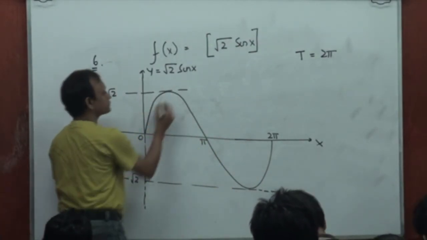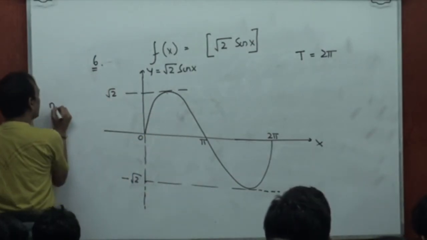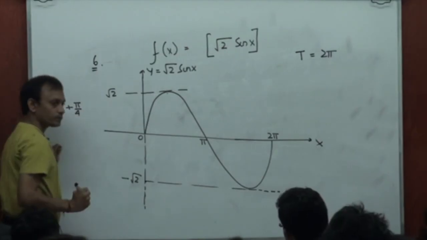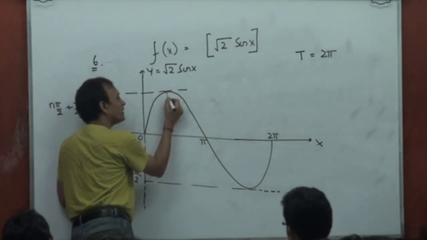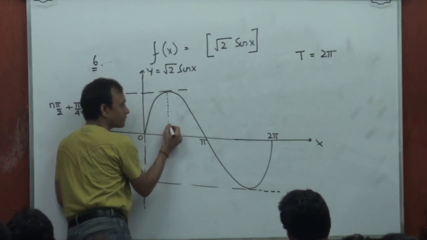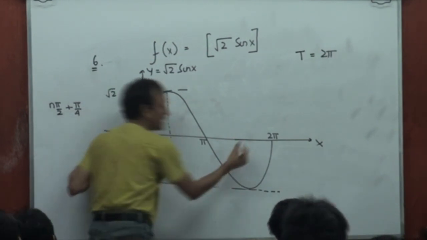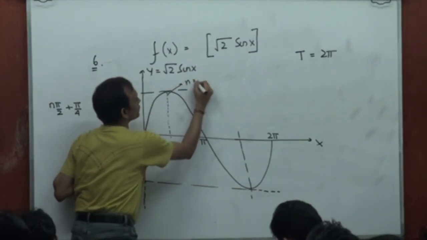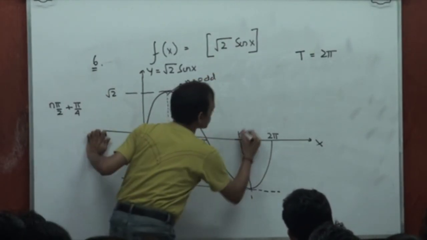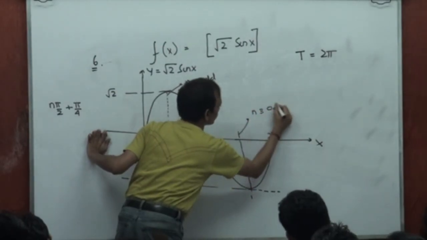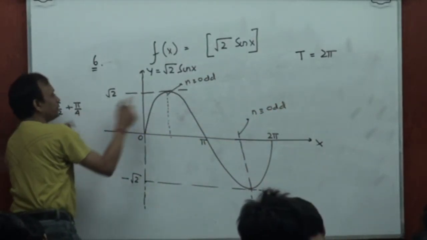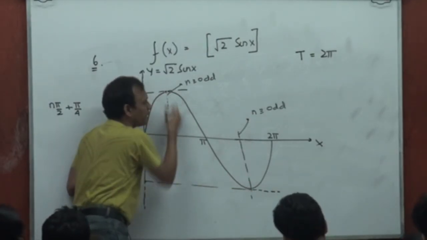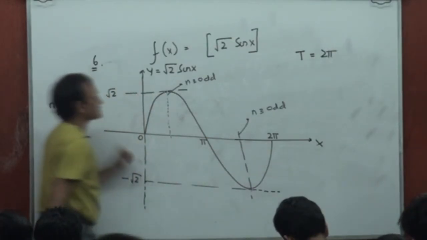Now, n pi by 2 plus pi by 4 kind of a thing. Okay, whenever n is odd, then n pi by 2 would either be this line or it would be this line. Yes or no? Isn't it? This corresponds to n equal to odd. This also corresponds to n equal to odd. N pi by 2 when n is odd would correspond to these lines. Yes or no? Right?